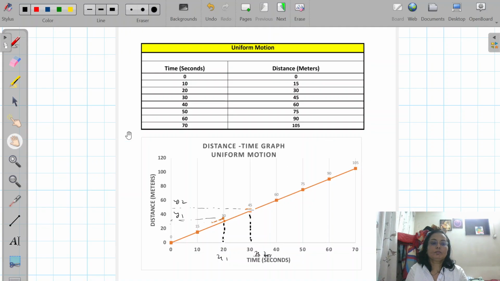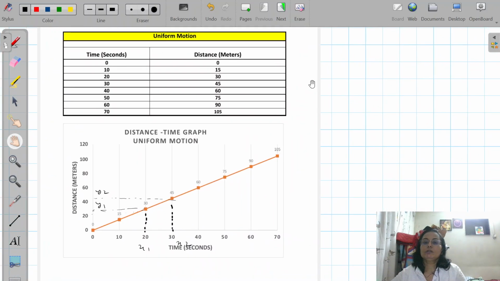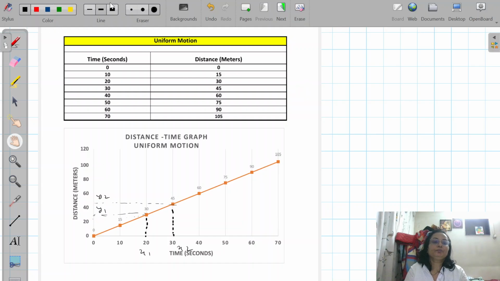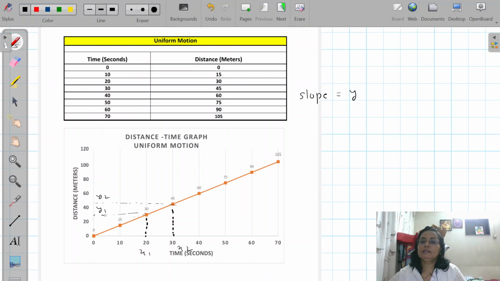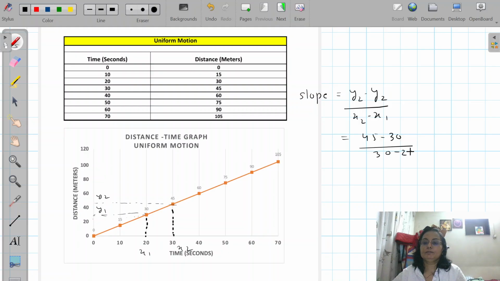So we know that slope is equal to y2 minus y1 upon x2 minus x1. We have studied this in maths. So this is nothing but 45 minus 30 upon 30 minus 20. So this is 15 upon 10, which is 1.5.